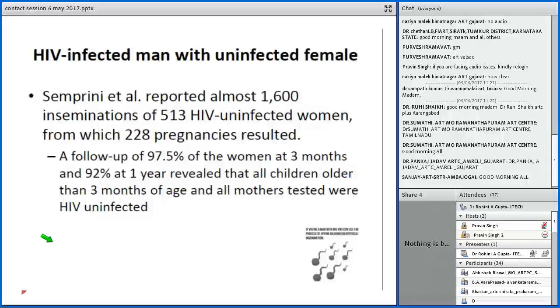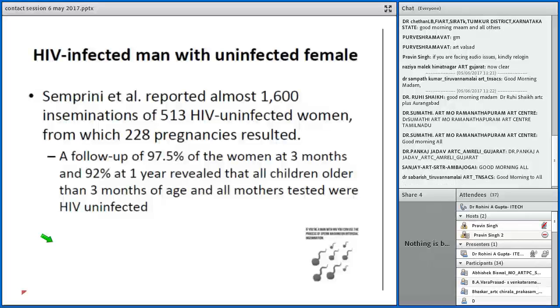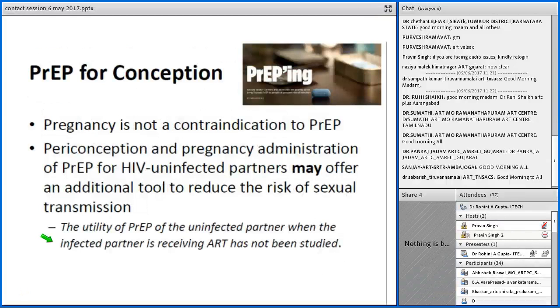What happens if you have an HIV infected man with an uninfected female? There was a study done where they found that 1600 inseminations of about 500 HIV uninfected women resulted in 228 pregnancies. Of these, 97% of the women after 3 months and 92% of the babies at 1 year showed no signs of HIV infection. What is PrEP for conception?